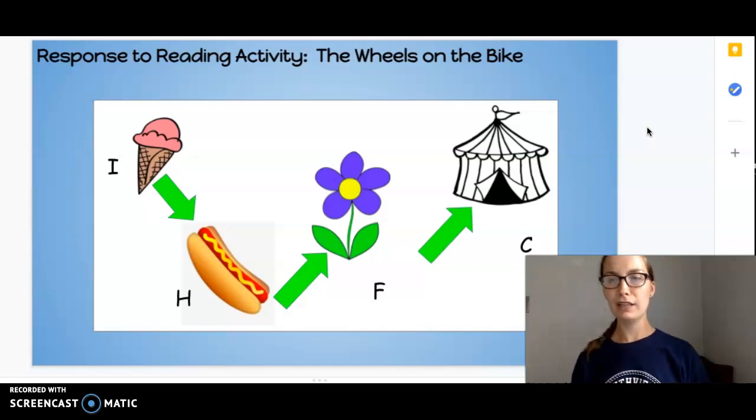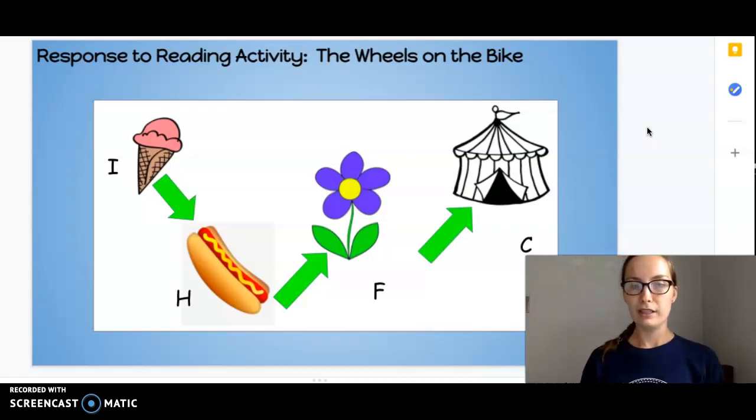If you need to go over it again or watch the video of the story again to help you remember, that's totally fine. Go ahead and make your map, and then when you're all done, I want you to go back to your pictures and label them with the first letter of that picture.